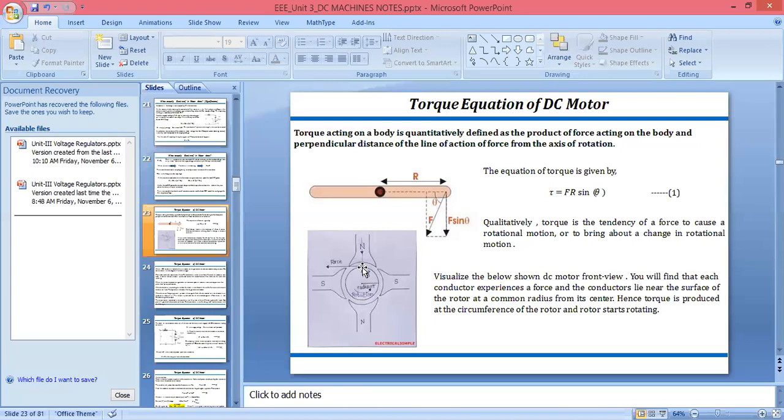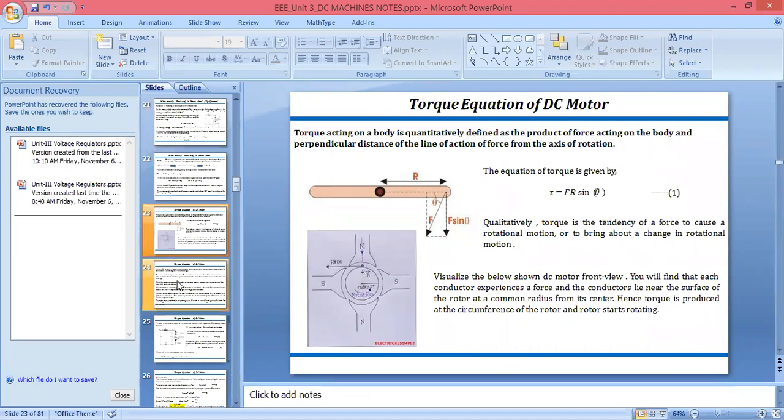So we can say here that the armature will experience a force, and the conductor, that is nothing but the armature, will lie near the surface of the rotor at a common radius from its center. I have taken this as a radius, and we can say that the force will be perpendicular to this radius. So here you can see the radius and here it is the force. Each conductor, each armature winding, will experience a force and lies near the surface of the rotor. Hence torque is produced across the circumference of this rotor, and the rotor will start to rotate, due to which we will get the EMF.